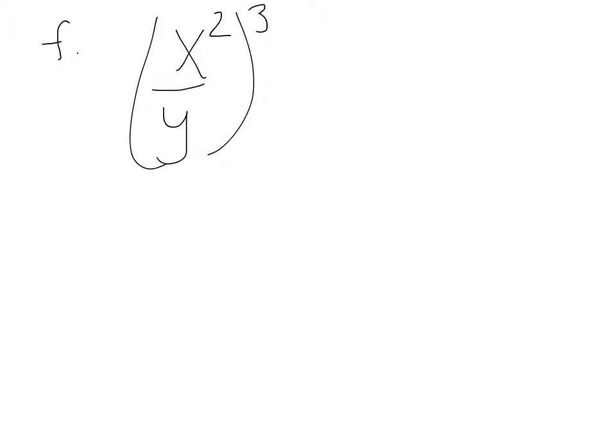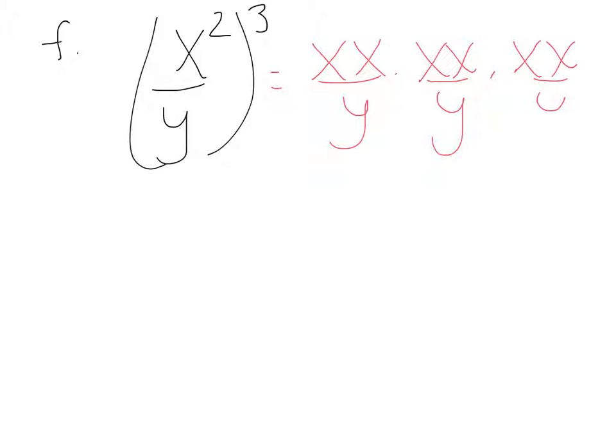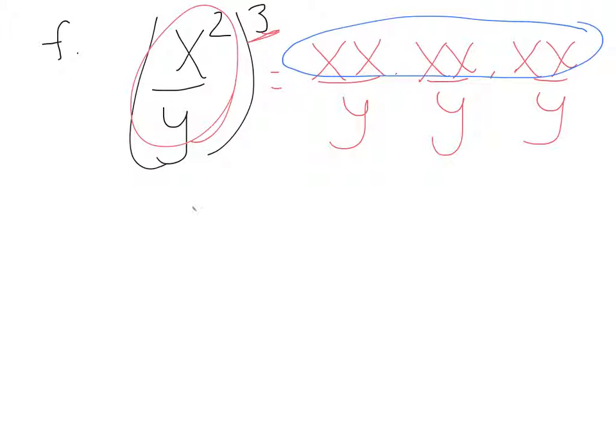Okay. We're also going to take a look at letter F, which is x squared over y, the whole thing cubed. Again, in class, we wrote this out. We had this 3 times. So x times x over y times x over y times x over y. Anything in this parenthesis is going to appear 3 times. From here, we want to see, can we eliminate anything? No, because all the x's are on the top. So we have x to the 6th power, and in the bottom, all of our y's are there, which is y cubed.